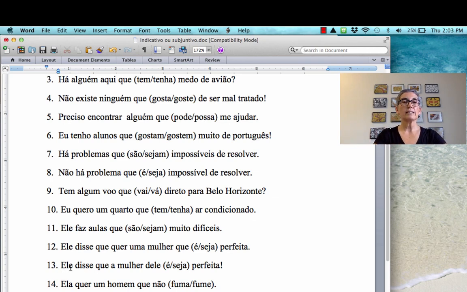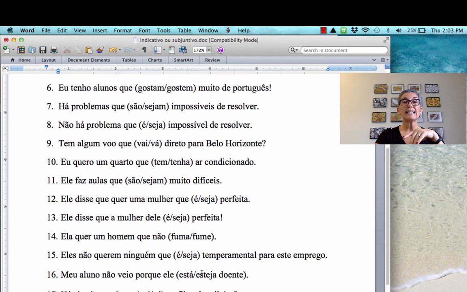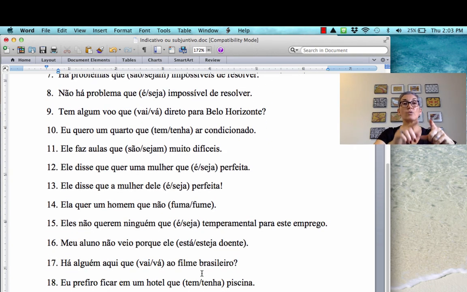Now, look at the other sentence. Ele disse que a mulher dele, blá, blá, blá, perfeita. So, he said that his wife is perfect. So, the wife exists, so you have to use the indicative. Ele disse que a mulher dele é perfeita.